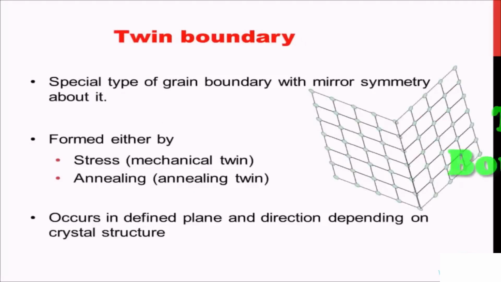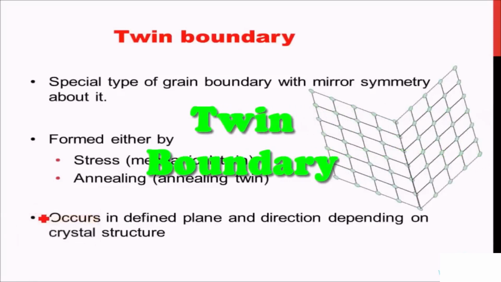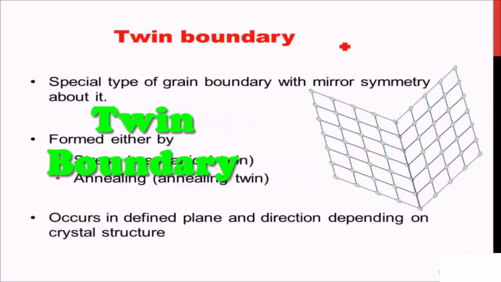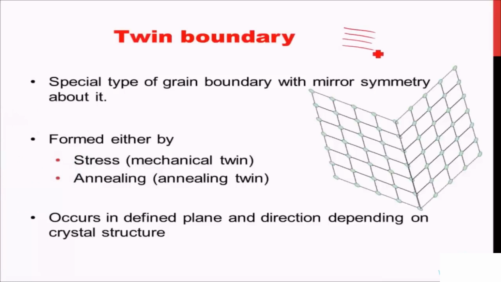The third type of two-dimensional defect is a special kind of grain boundary. It is known as twin boundary. What happens is, we have seen in the case of grain boundary, there is a misorientation, right?